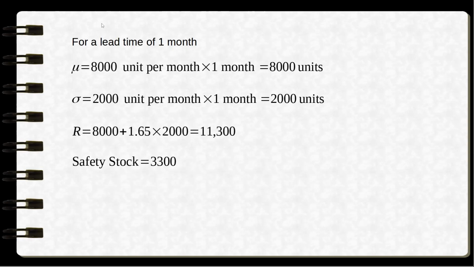For a lead time of 1 month, mu, that is the mean number of speakers, is 8,000 units per month multiplied by 1 month, that is 8,000 units, and sigma is 2,000 units. Therefore, R is going to be 8,000 plus 1.65 into 2,000, that is 11,300 speakers. And the safety stock, which is Z sigma, is 3,300.